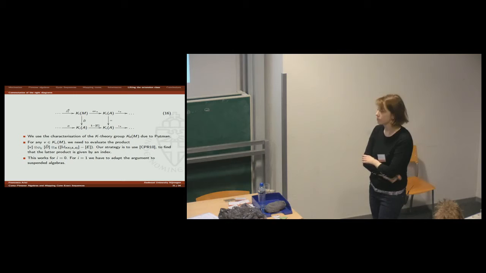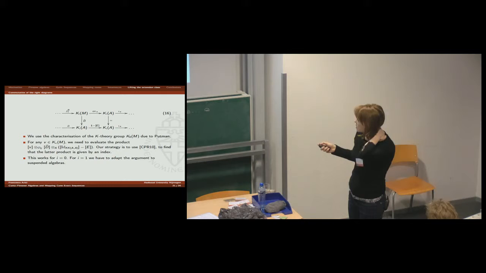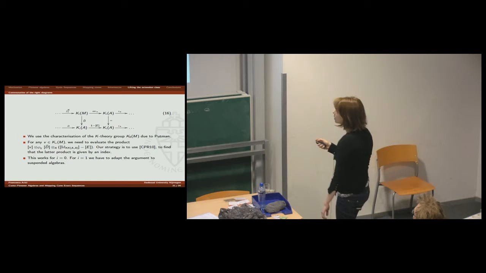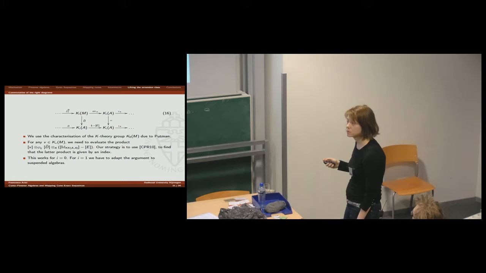And we use the explicit characterization of this K-theory group to compute this product explicitly when applied to elements of the mapping cone. So our strategy was to use this characterization together with a result that is also in the paper of Carey, Phillips, and Rennie, and we found that this product is actually given by an index. So we computed the index, and we realized that it was actually equal to the map F star.